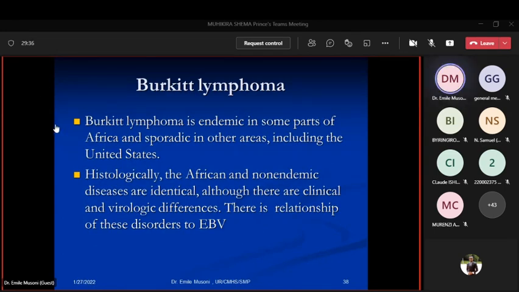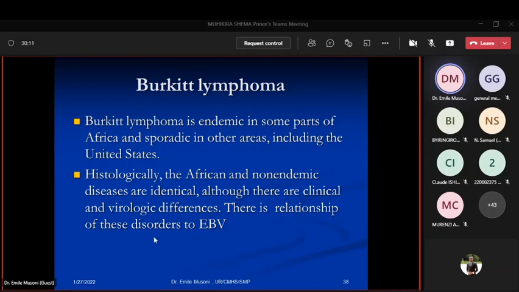So in non-Hodgkin lymphoma, there are common types. For example, this one, Burkitt lymphoma, is endemic in some parts of Africa, including Rwanda, and is sporadic in other areas, including the United States. And what I can say, Burkitt lymphoma was discovered first in our neighbors in Uganda. Histologically, the African and the non-endemic forms are identical, although there are some clinical and physiological differences.